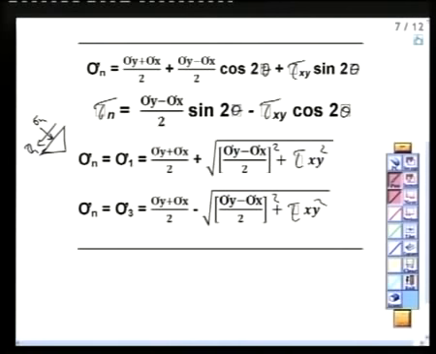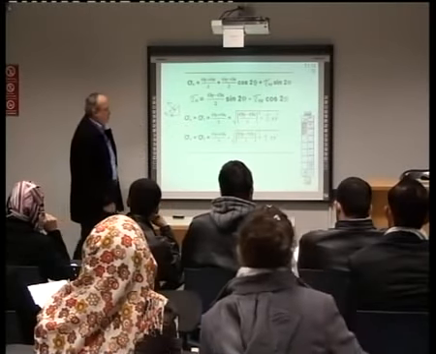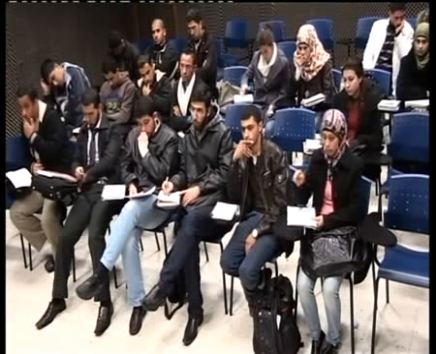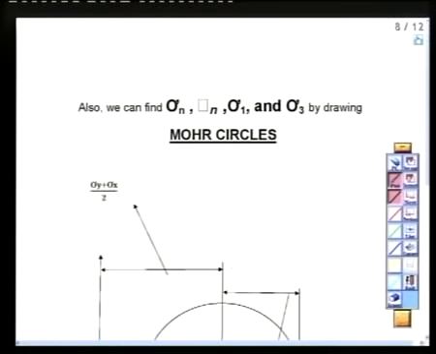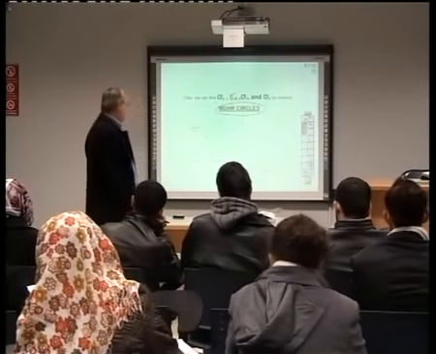Some people don't like to use these equations. They like to use what we call the Mohr circle. What is Mohr circle? Remember these 4 equations. We can find sigma n, tau n, sigma 1, and sigma 3 by drawing the Mohr circle. Who is Mohr? Yes, he's German. Mohr circles are a way to solve the problems by drawing. Very easy way.